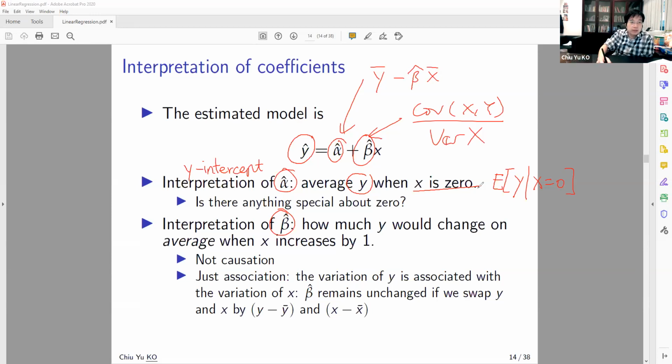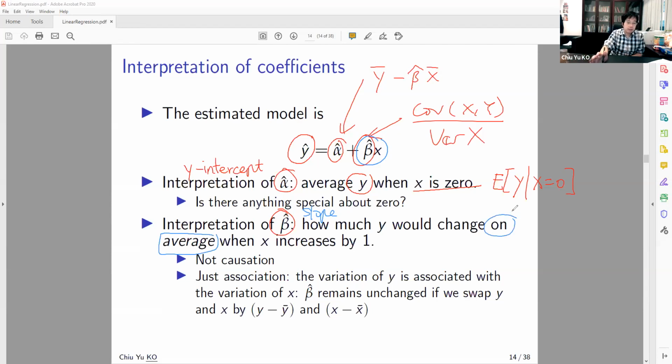And the second one, the more important one, is the interpretation of beta, okay? And beta is the slope, right? So the slope means how much y changes on average when x changes by 1. So do note that "on average" is an important keyword here.